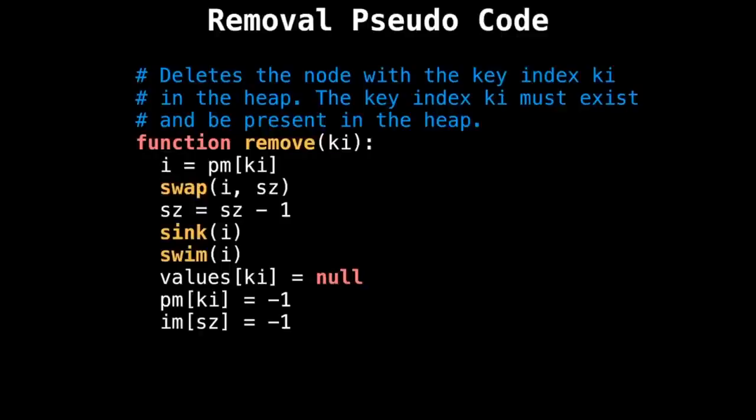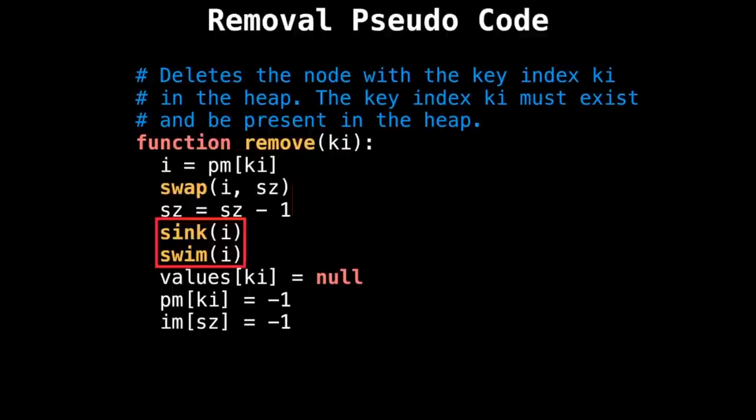Alright, let's look at some pseudocode for removing key value pairs. The code is also very short, only 5 lines of implementation and 3 lines of cleanup. The first thing to do is exchange the position of the node we want to remove and the bottom rightmost node, which is always at the index position sz, short for size of the heap.